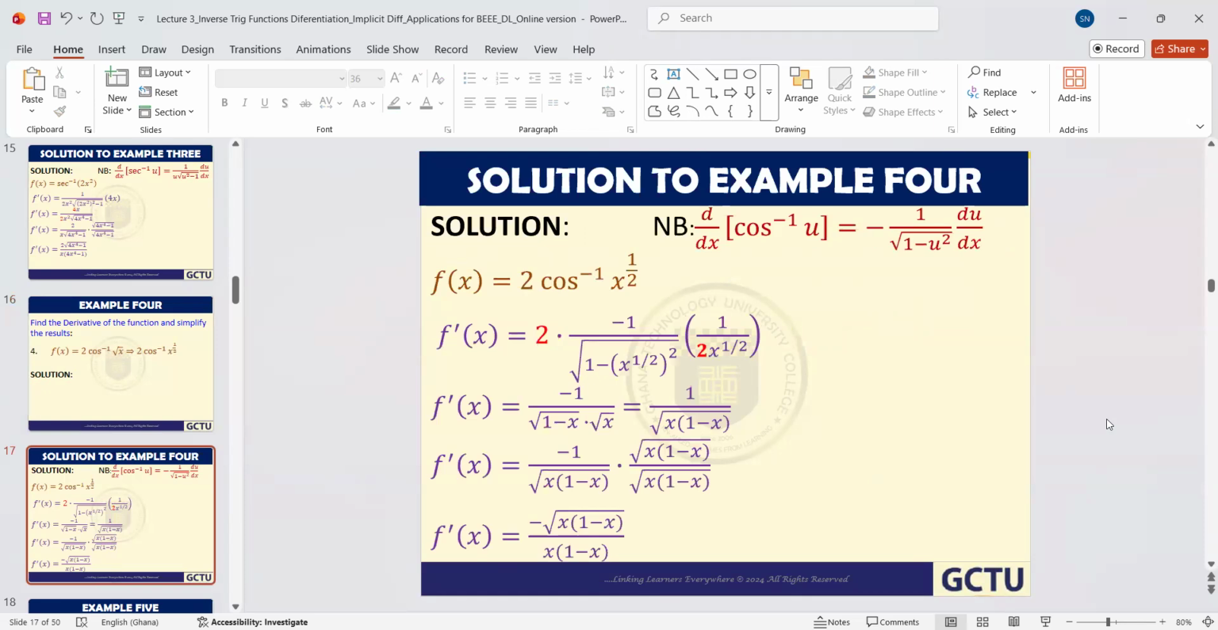So let's look at this one. Here we are using the derivative of cos inverse u, which is negative 1 over the square root of 1 minus u squared. So this is the 2, which is a constant, and then my numerator becomes the negative 1. Then 1 minus x squared becomes 1 minus x to the power half, all squared.